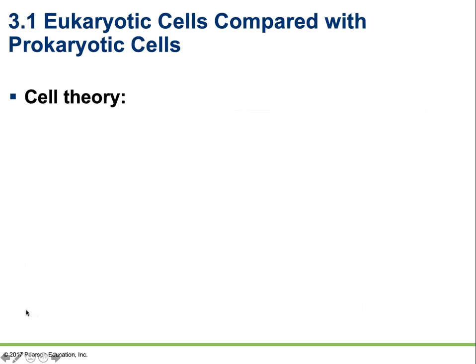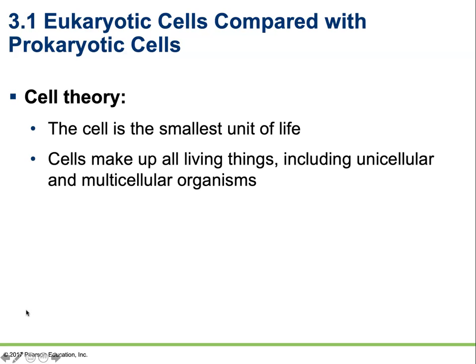All right, but we are going to get started with eukaryotic cells and how they compare with prokaryotic cells. Starting off with the cell theory, just a little refresher course on this. The cell theory is a fundamental organizing principle of biology. It states the following. Number 1, the cell is the smallest unit of life. Number 2, cells make up all living things, including both unicellular and multicellular organisms.